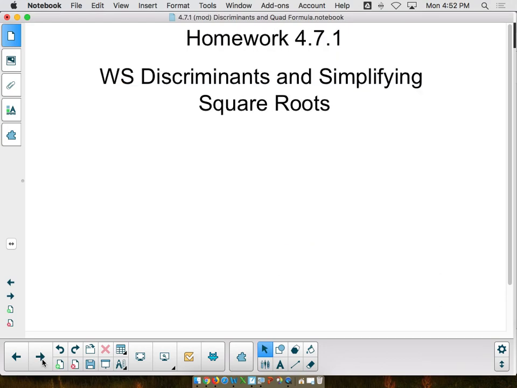So your homework is a Schoology worksheet. It's called Discriminants and Simplifying Square Roots. It's exactly as it says. About the first half is finding the discriminant and deciding: does the equation have 2 real solutions, 2 imaginary solutions, or is it the same number repeated twice? And then the second half of the homework is just simplifying these square roots.